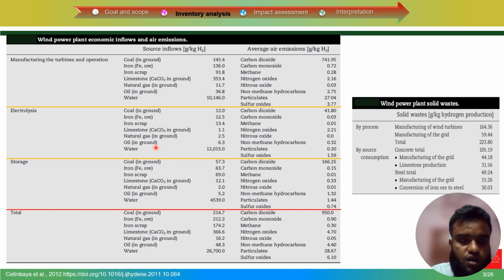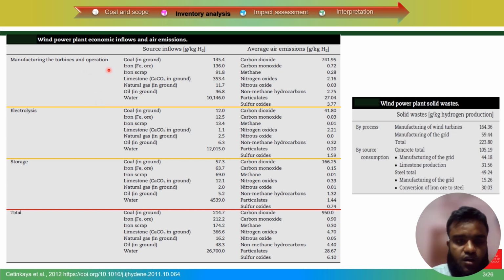So we have manufacturing of turbine and its operation. These are the processes. We have electrolysis system, we have the storage system. So these are the 4 steps we have considered here. Okay. So if you want, you can consider other steps as well. But for simplification, we are considering these 3 steps here.